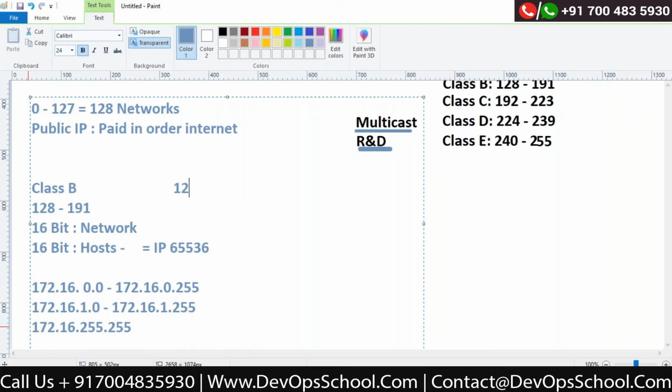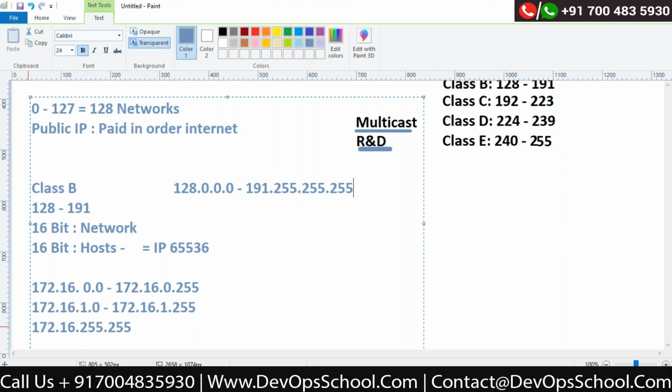It's a big network, 128.0.0.0. This would be my first IP address of this network, and the last IP address would be 191.255.255.255.